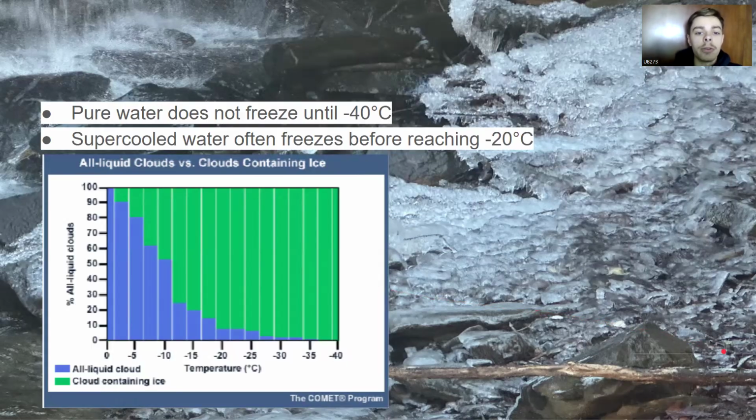Pure water does not actually freeze until -40 degrees Celsius, but supercooled water often freezes before reaching -20 degrees Celsius. If we're looking at what we have in clouds, it changes with temperature. At zero, it's still going to be an all liquid cloud. That might seem contrary to what you might think, but we're going to have an all liquid cloud at zero. And to get to a situation where it's all ice, it has to be almost -35. So that's an important thing.